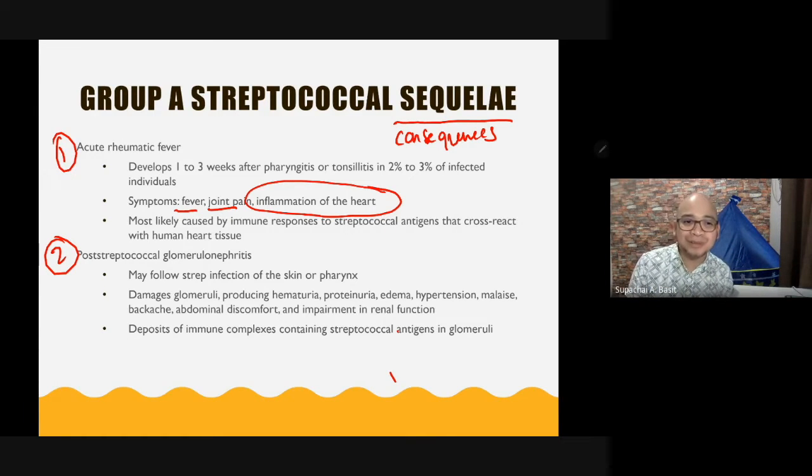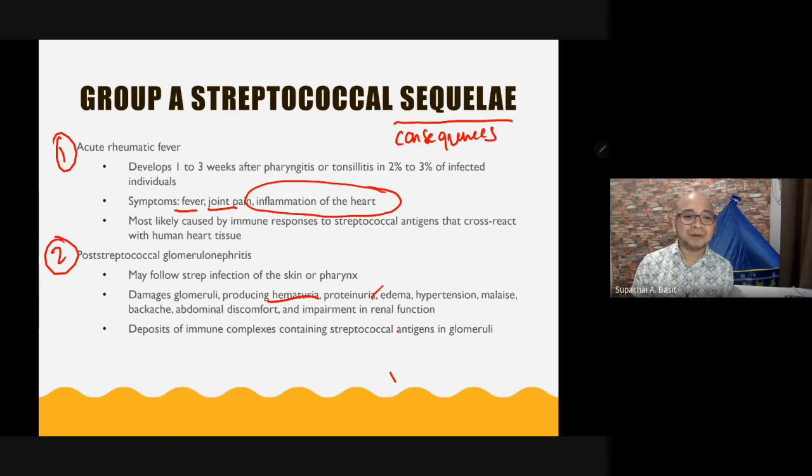post-streptococcal glomerulonephritis, which may follow strep infection of the skin or of the pharynx. So it will damage the glomeruli of your kidneys, producing hematuria, which is actually the presence of blood in the urine. Proteinuria is the presence of protein in the urine, and it is also characterized by edema, hypertension, malaise or body weakness, backache, abdominal discomfort, and even impairment in renal function.